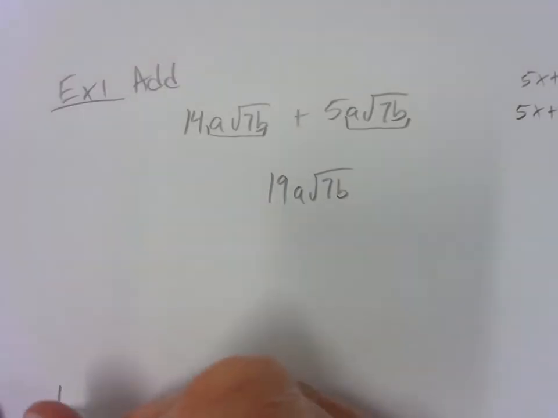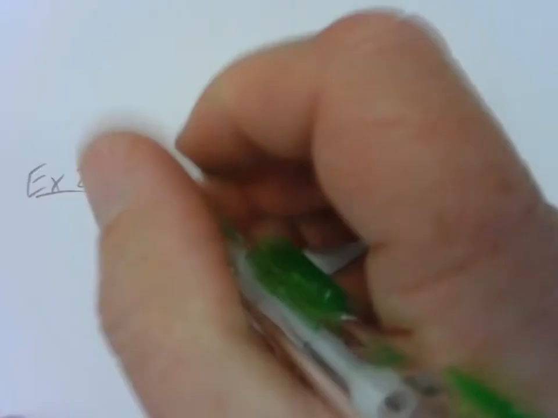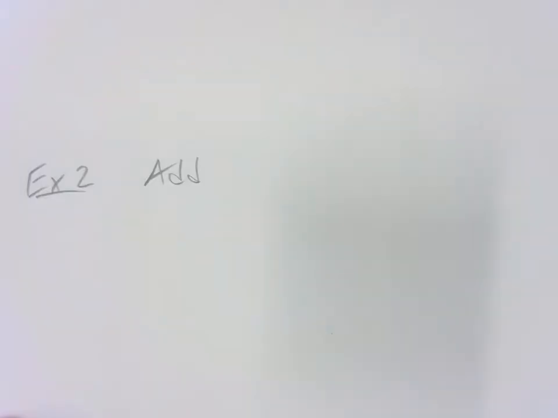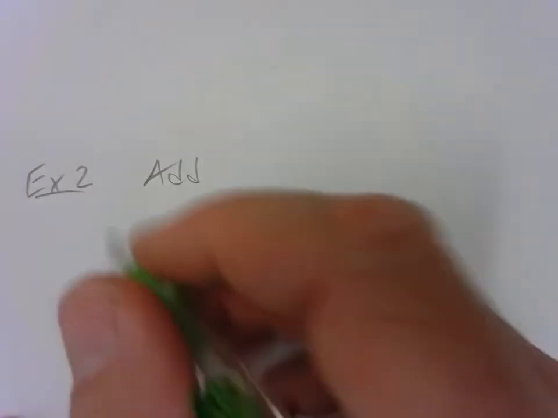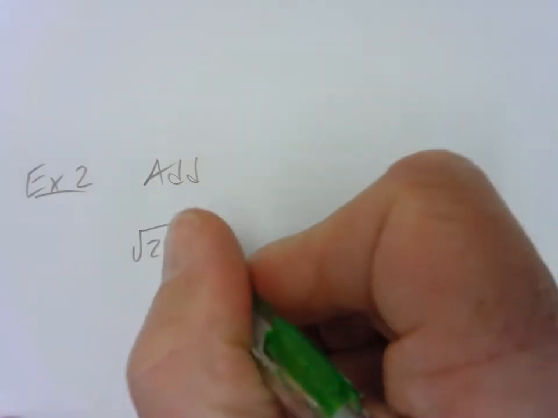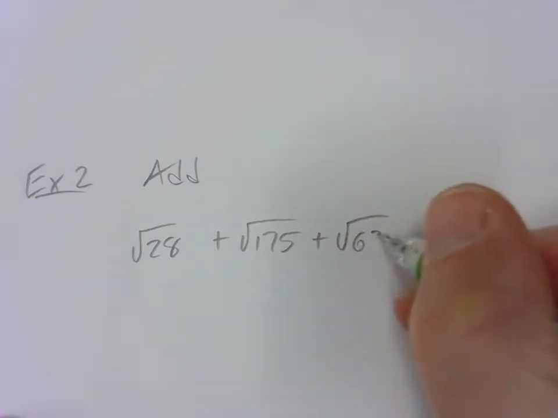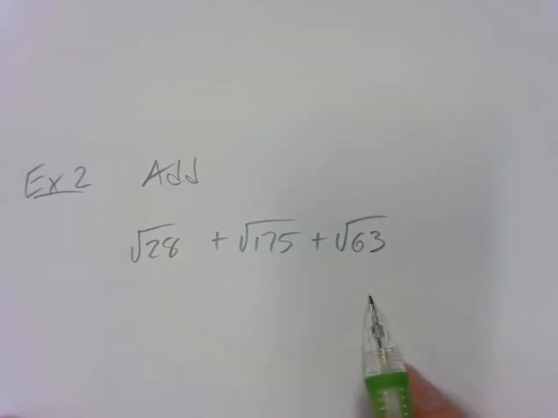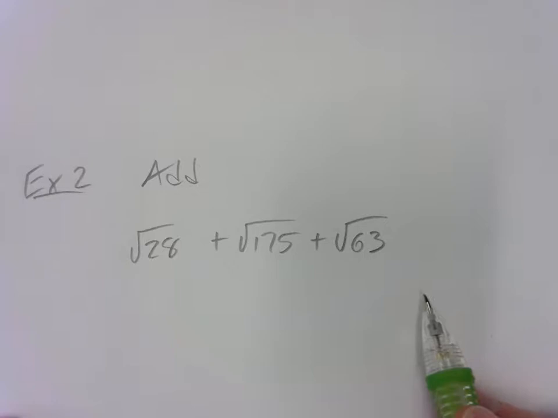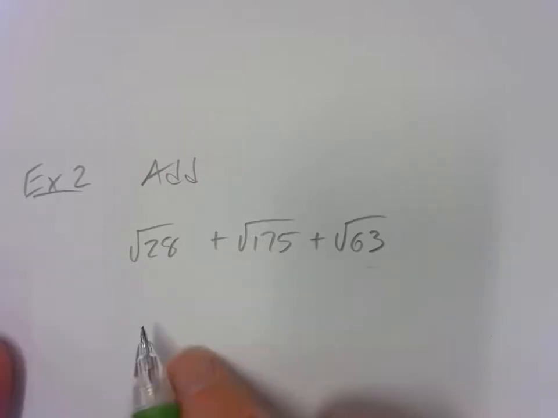Example 2, I'm also going to add these together. Now subtraction can be done with this, but I'm going to do addition for my examples. Square root of 28 plus square root of 175 plus the square root of 63. Can I add these together? No, I cannot add these together because they're different size pieces. I need to break them up into the same size pieces so I can add them together, so they're like terms. So I need to make them all kind of look the same.